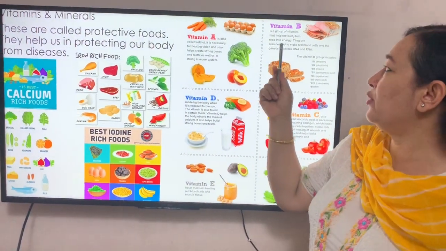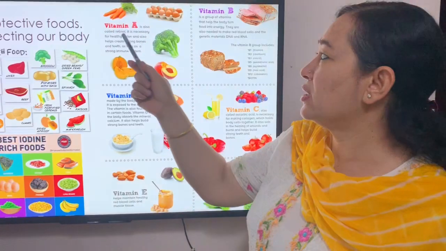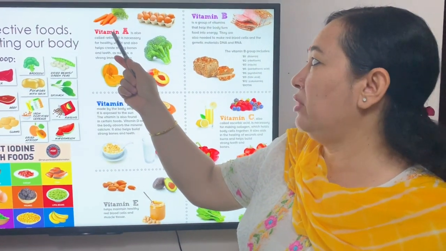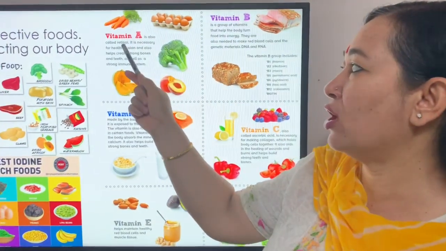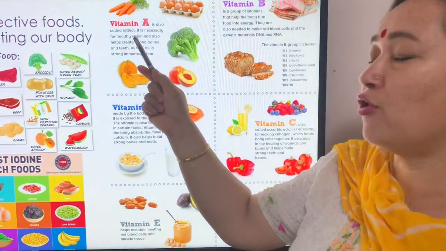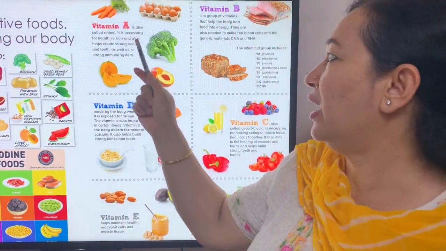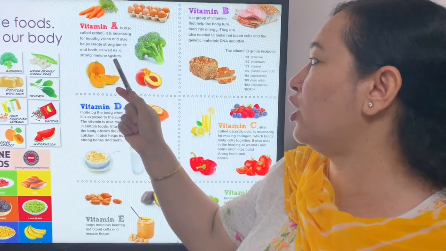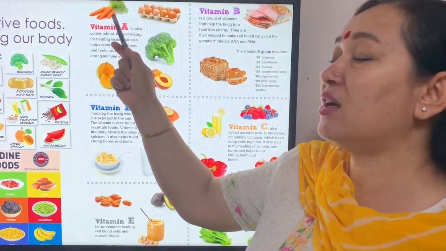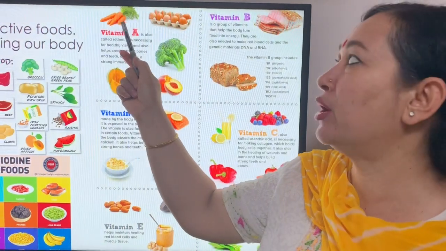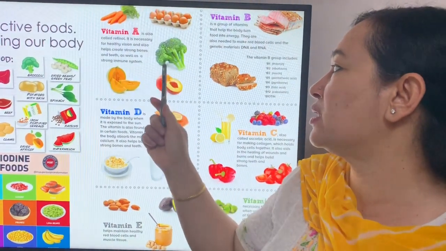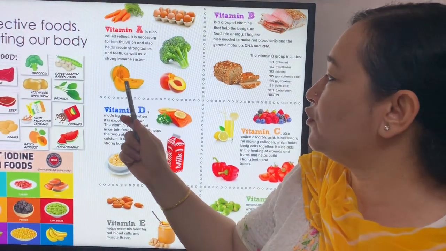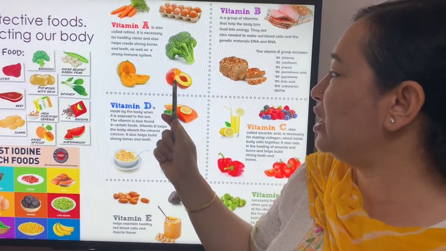Now, we are going to discuss the vitamins. Let's see vitamin A. It is also called retinol. It is necessary for healthy vision and also helps create strong bones and teeth as well as a strong immune system. Carrot is the best example of vitamin A. Then you can see eggs, broccoli and other fruits like muskmelon and peach.